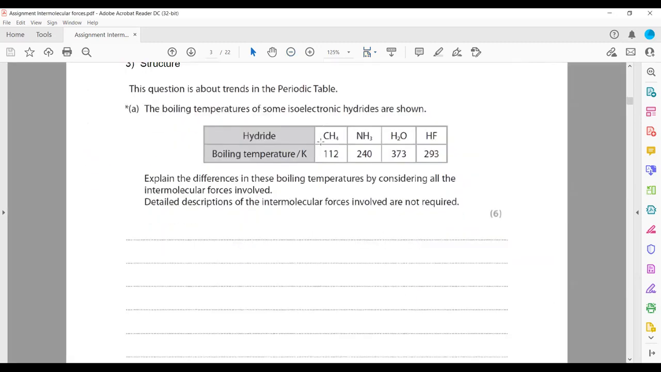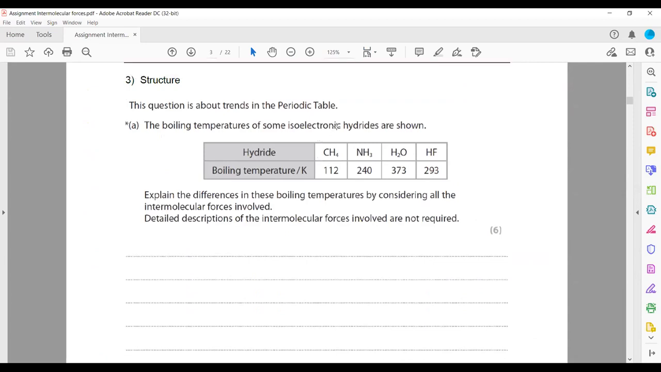In question 3, this question is about trends in the periodic table. The boiling temperature of some isoelectronic hydrides. When we say isoelectronic, it means they have the same number of electrons. As you can see, carbon has 6 electrons and hydrogen 4, so total 10 electrons. Nitrogen is 7 and hydrogen 3, so 10. Oxygen is 8 and hydrogen 2, 10. And fluorine is 9 and hydrogen is 1, so 10. So total 10 electrons, that's why we call them isoelectronic.